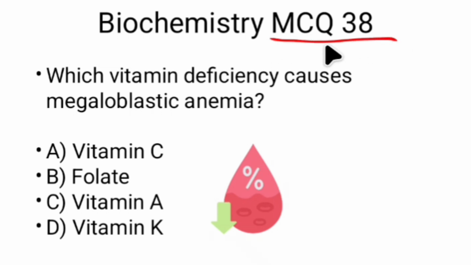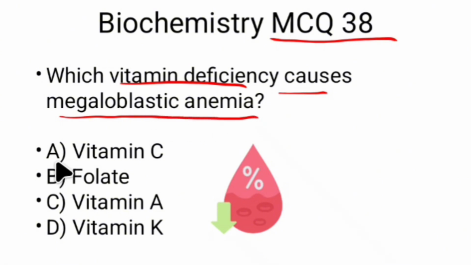Question number 38. Which vitamin deficiency causes megaloblastic anemia? Correct option is B. Folate is a vitamin whose deficiency causes megaloblastic anemia.